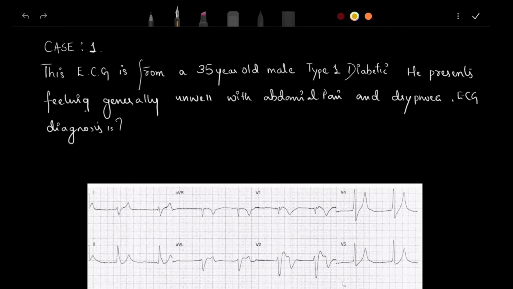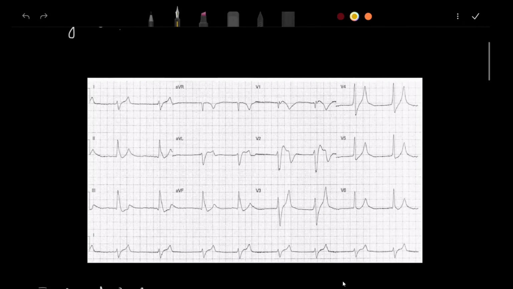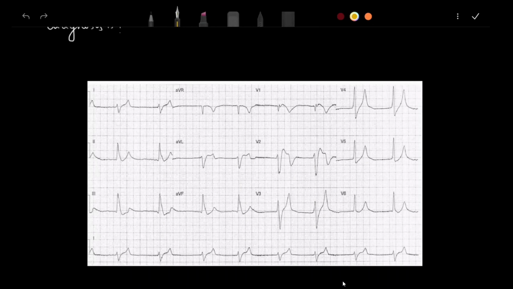Hello everyone. Today we are discussing an ECG case of a 35-year-old male with type 1 diabetes. He presented feeling generally unwell with abdominal pain and dyspnea. ECG is this one. So how will you diagnose the ECG?